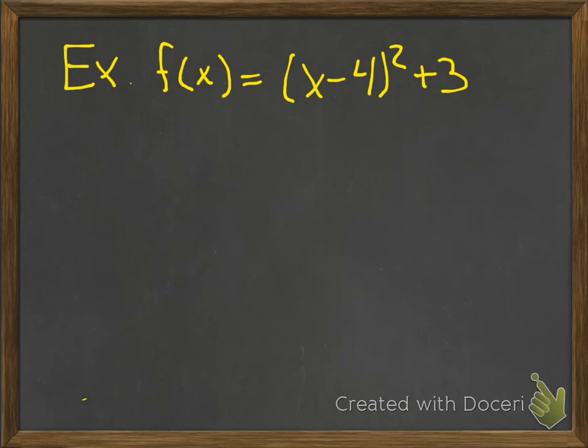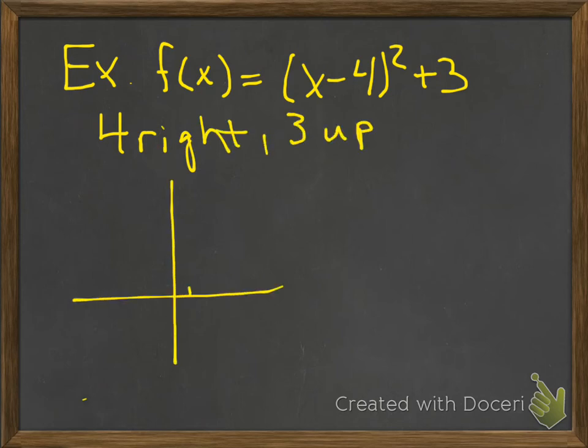Okay. Is there any reflection? No. Is there a stretch or compression? No. What does the minus 4 do? Right 4. And the plus 3? Up. Okay, so right 4 and up 3. I went 4 to the right and 3 up. That point right there, 4 to the right, 3 up, that's my vertex.